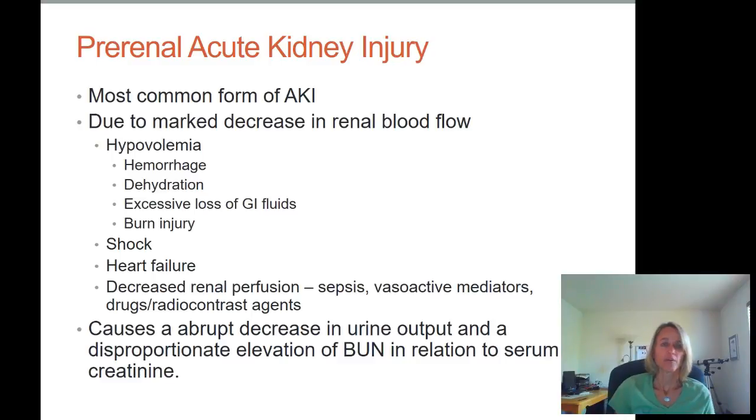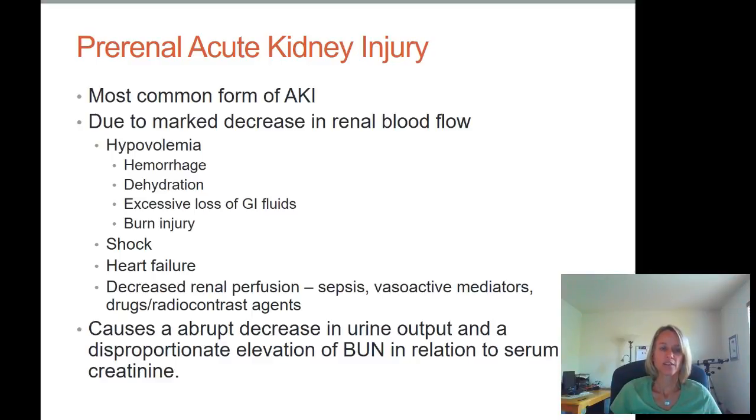Okay, so let's talk about the pre-renal acute kidney injury first. This is the most common form of acute kidney injury. And once again, that's due to a decrease in renal blood flow. This can be due to hypovolemia, such as it would occur with hemorrhage or dehydration, excessive loss of GI fluids, or a burn injury. This could be due to shock, where perfusion pressure is so low we're not getting enough blood flow to the kidneys. Or heart failure, and that would cause the same thing.